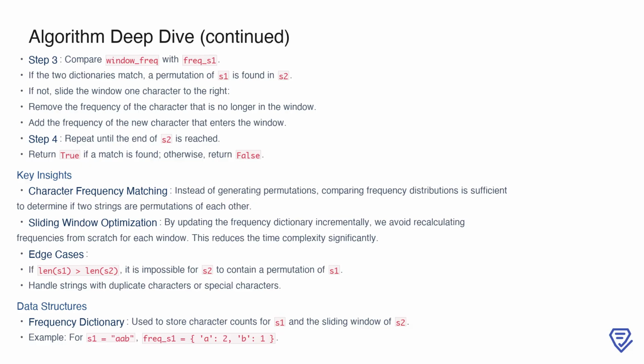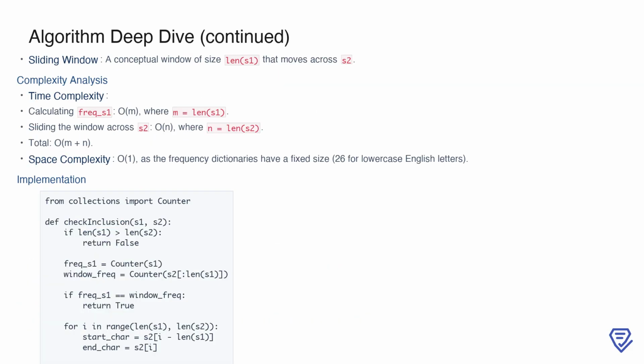Additionally, we handle edge cases such as when S1 is longer than S2, where it's clear no permutation can exist, and scenarios involving duplicate or special characters, which are seamlessly managed by the frequency comparison. The sliding window itself is a conceptual tool that spans a fixed size equal to the length of S1 and moves one character at a time across S2. This approach, combined with frequency dictionaries, is highly efficient in terms of both time and space.